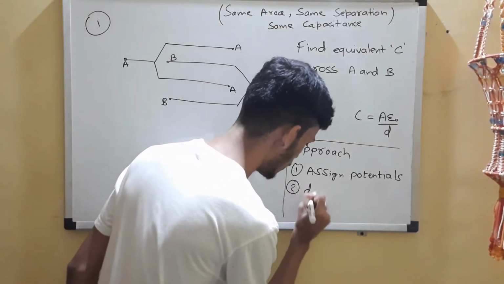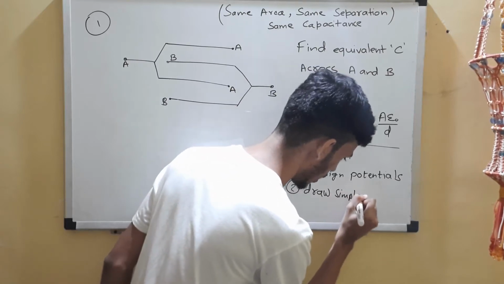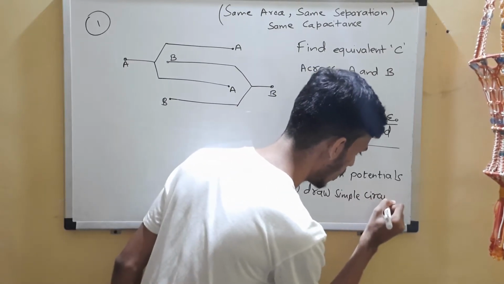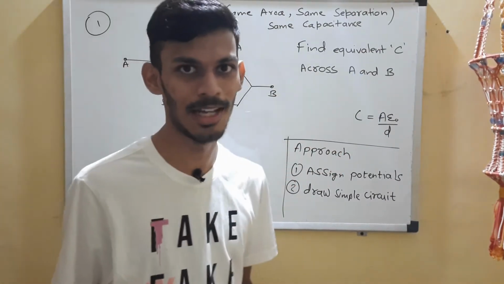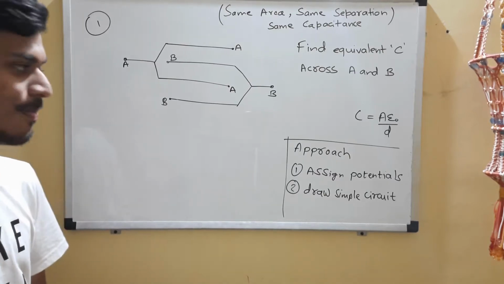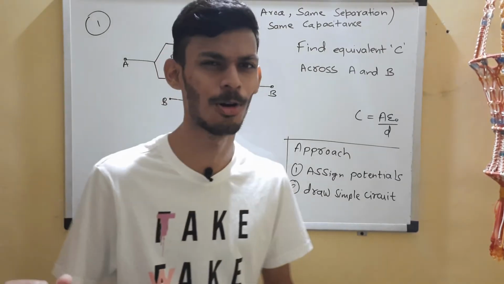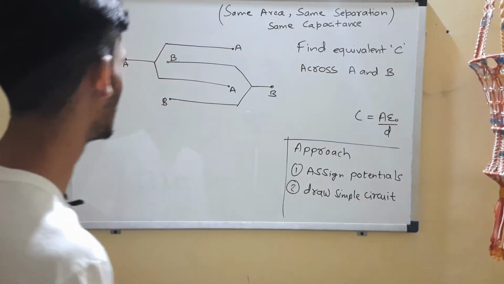The second step is to draw a simple circuit wherein you'll be able to make out which capacitors are in series and parallel. Here you cannot make out what is in series and what is in parallel. So the second step is to draw a circuit which you and I understand. That is our job.